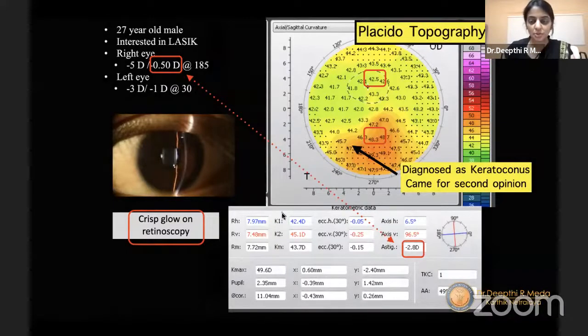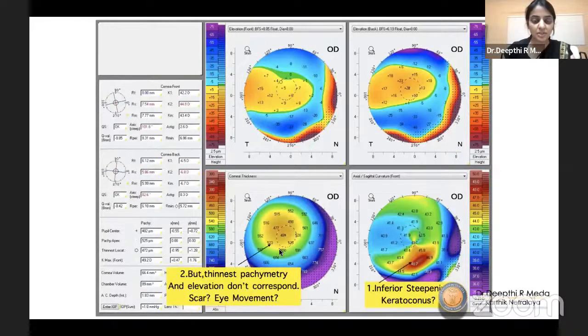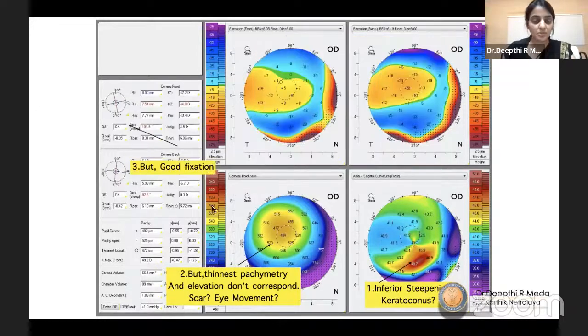So when we did a tomography, a Pentacam, it was certainly an abnormal looking cornea. But what was different was the steepening was more inferior, but the thinning was more superior. So again, is it a scar? It was a very clear cornea. And could it be a movement of the eye? Again, Pentacam says no, because the QS is quite sensitive to fixation errors. So if the patient had moved, it would not have said okay.